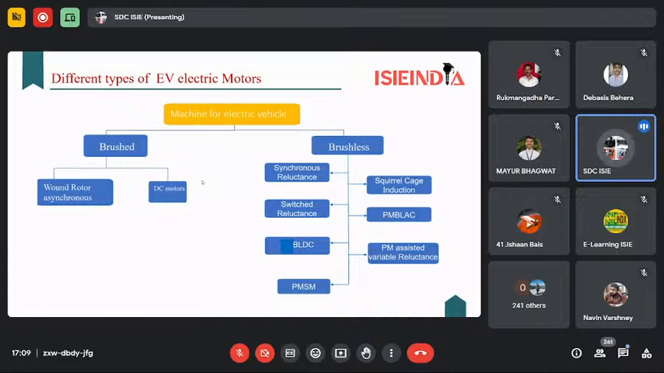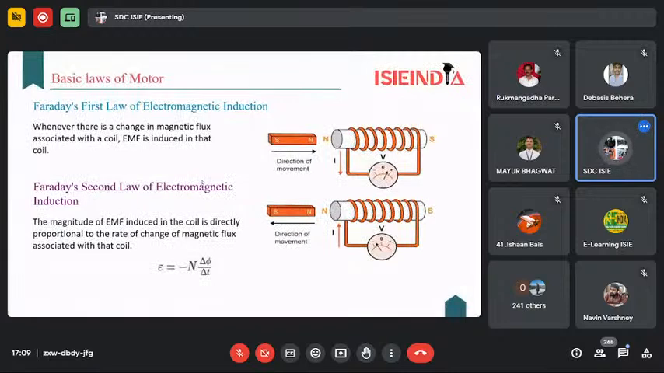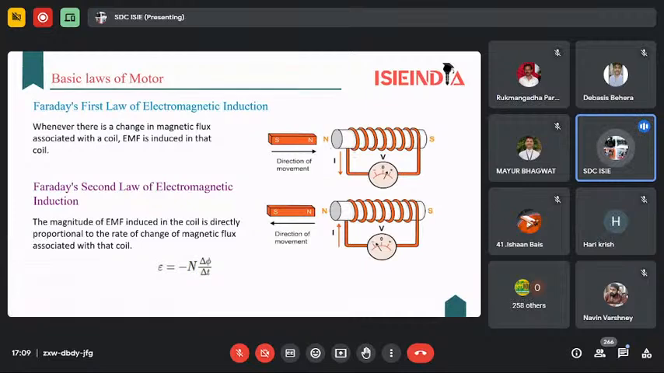But to understand the working of the motor, we have to take a step back and look at the basic laws of the motor. So we are starting from the basics, going back to your childhood. Faraday's first law. What is Faraday's first law? It states that whenever a current carrying conductor is placed in a variable magnetic field, it will induce electromagnetic force, meaning the magnetic field is always varying or in movement. At that time, EMF is induced in the coils.